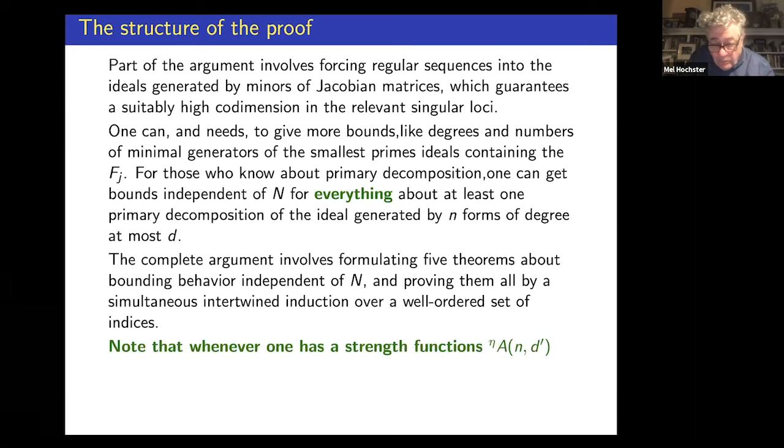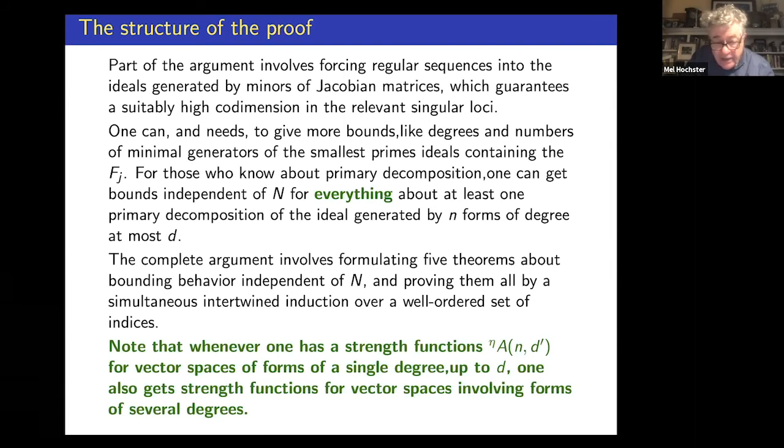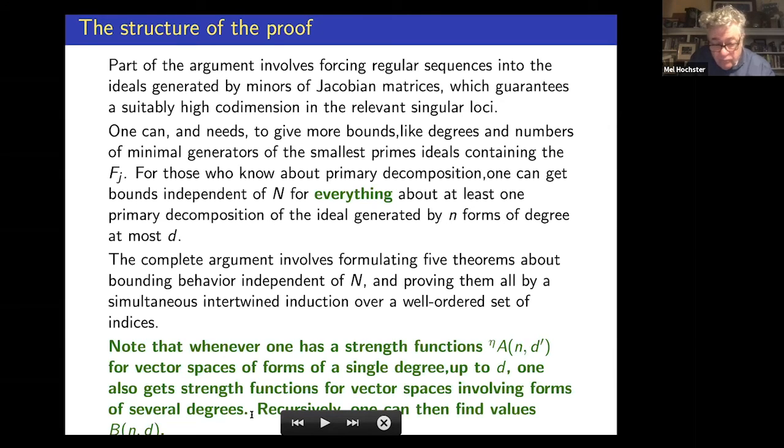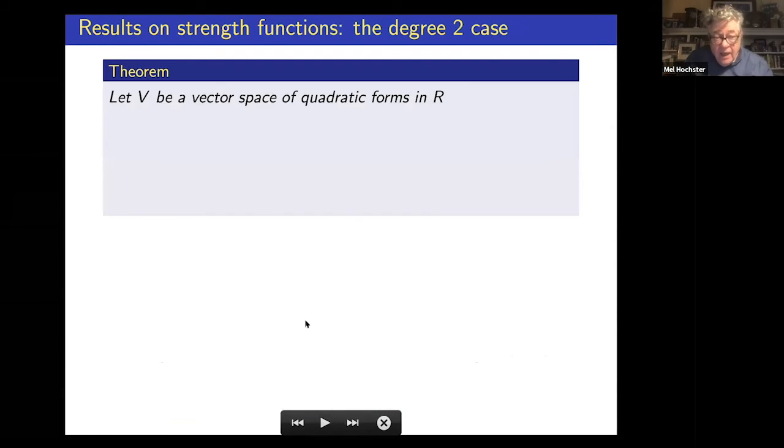And whenever you have the strength functions for a single degree up to D, you get the strength functions for vector spaces involving forms of several degrees. And recursively, you can then get values of B. So these A functions determine the capital B functions, which of course then can be used for capital C. Okay, so I want to talk a little bit about what we know about the existence of these strength functions.